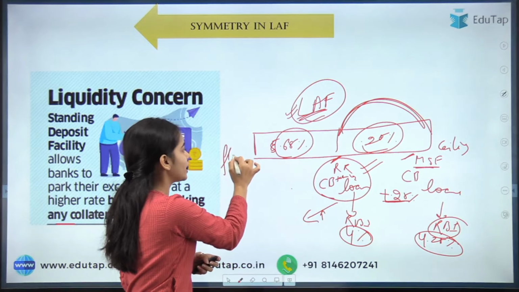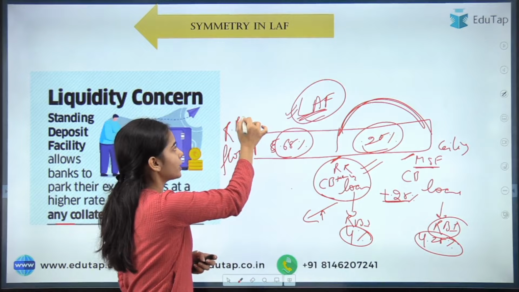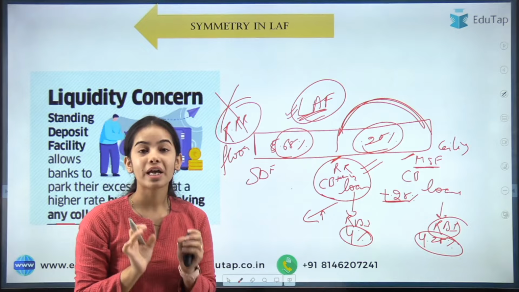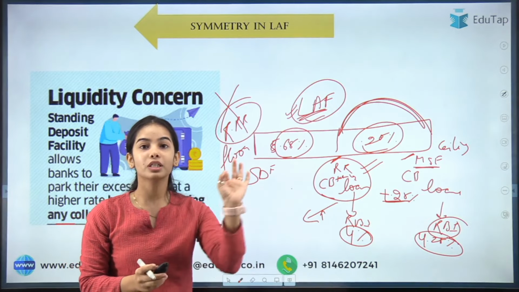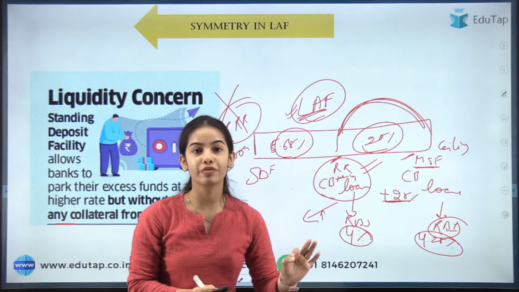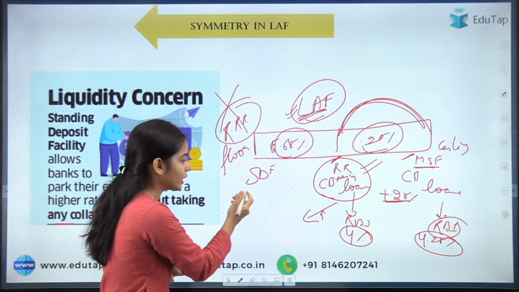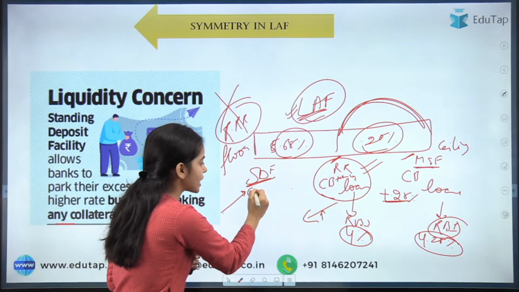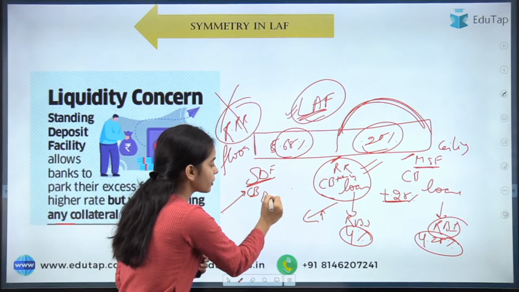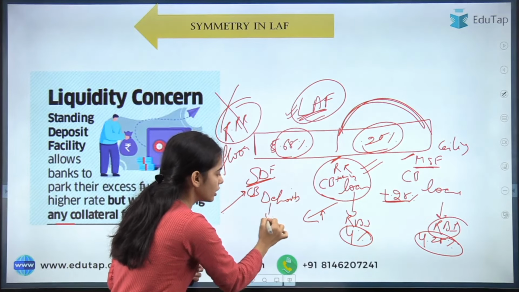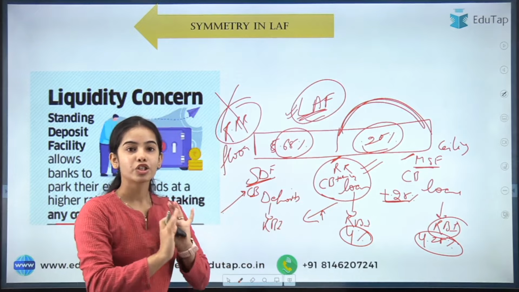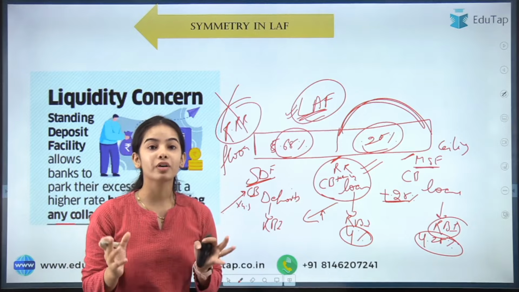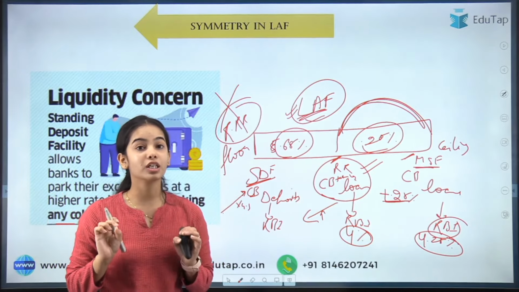Now the floor of the LAF corridor, before, was the reverse repo rate, which has been cancelled, and now the floor of the LAF corridor is the SDF, the standing deposit facility. Through this also the liquidity is being sucked out of the system. Under the SDF, the commercial banks give deposits to the RBI. The same system is there, just no government securities are involved. So the SDF does the same work as the reverse repo rate without involving government securities.